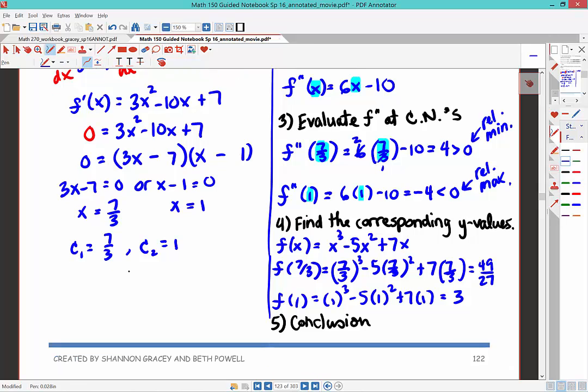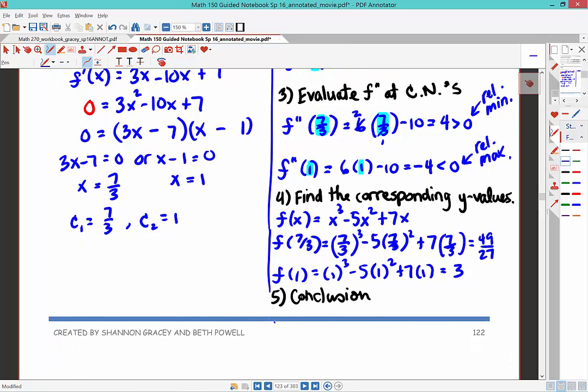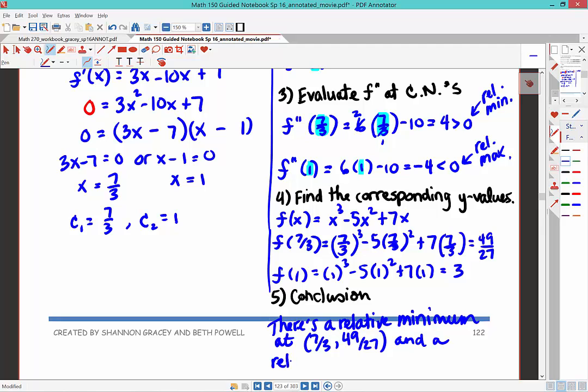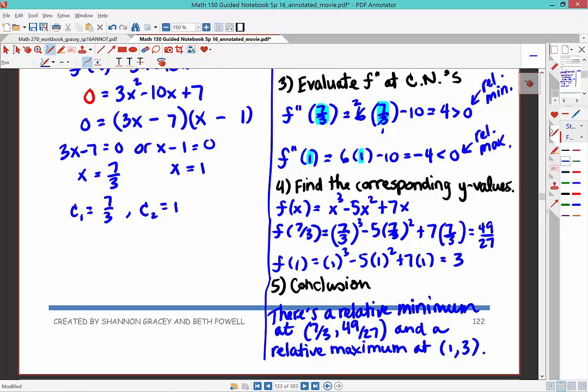So we said relative minimum at 7/3, right? So there's a relative minimum at 7/3, comma, 49/27, and a relative maximum at 1, 3, right? So you just use the second derivative test to find relative extrema, all right?